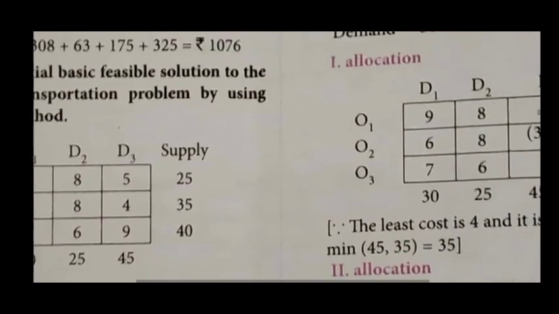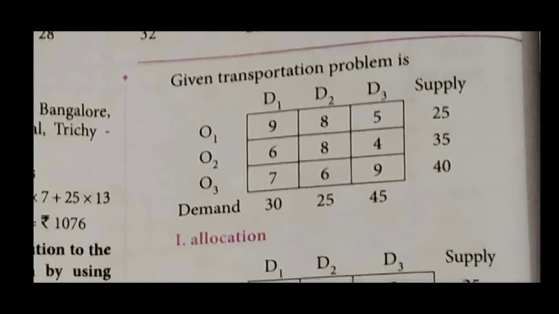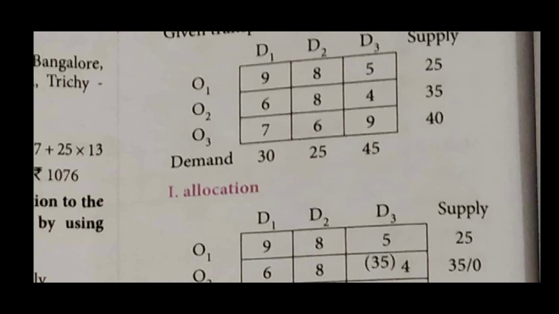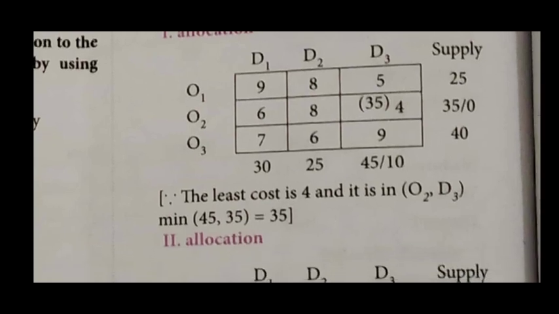Therefore, we take into account the least value. The given transportation problem is written like this. Then allocation. The least value in this table, for example 9, 8, 5, 6, 8, 4, 7, 6, 9, is 4. So now take 4. 4 lies in the cell with supply 35 and demand 45. The least cost 4 is in O2 and D3. Therefore the minimum of 45 and 35 is 35.